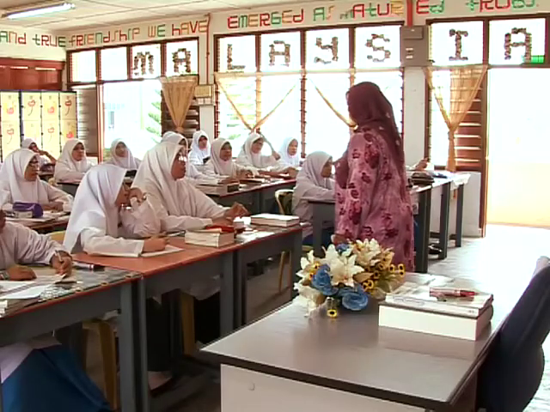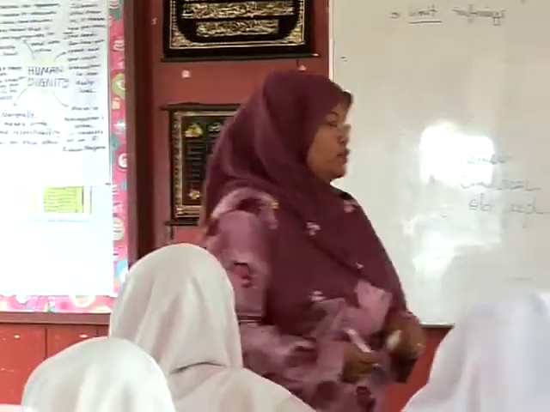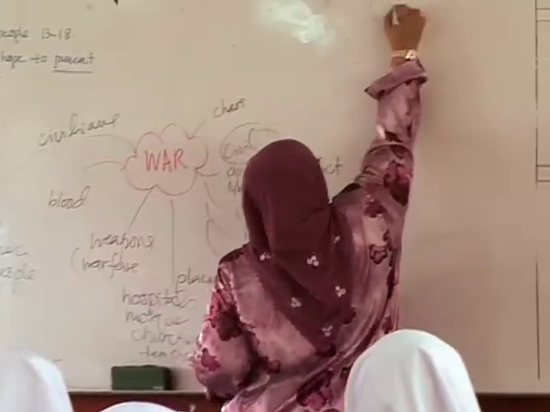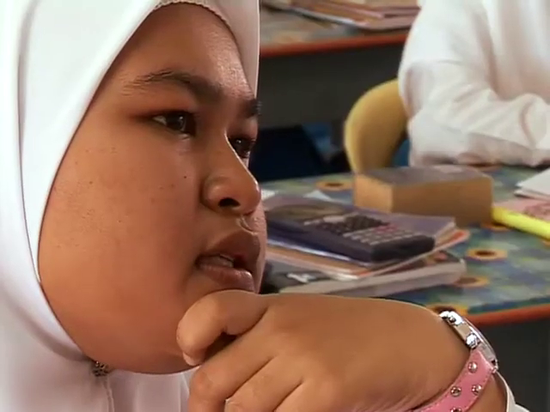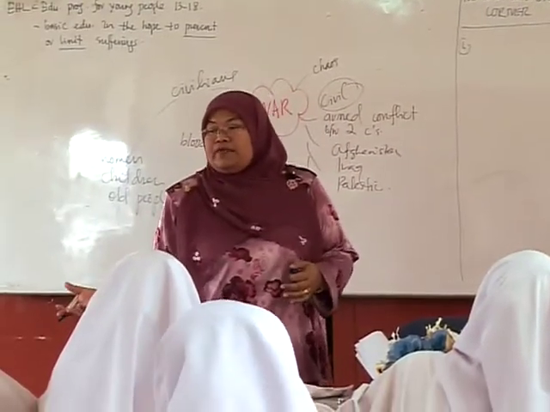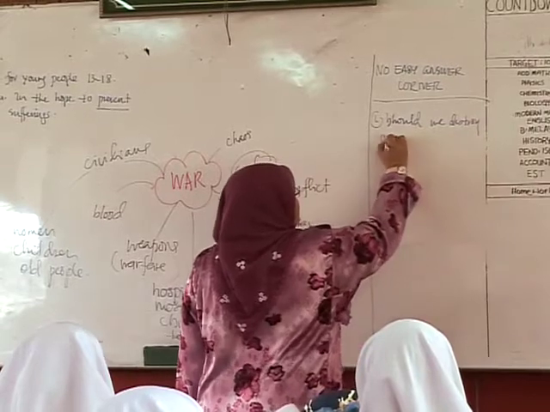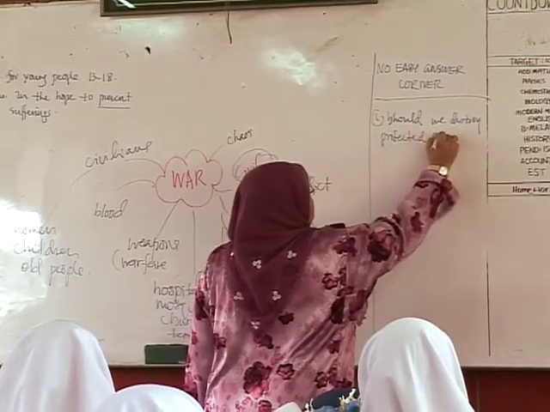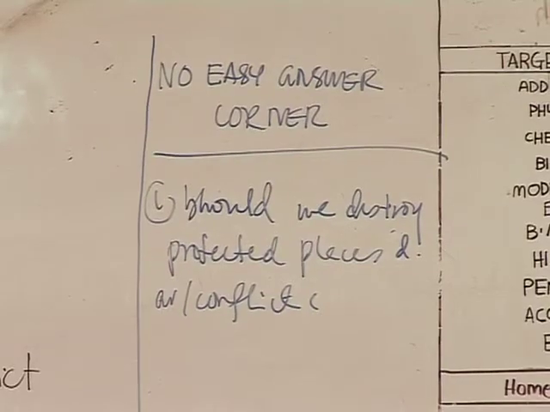But this is where I'm going to introduce to you, okay, the no easy answer corner. We're going to make a corner here, called the no easy answer corner. So we're going to put all the questions that we cannot answer right now, maybe until we find out the answers, or maybe we can ask somebody about it. For example, should we destroy protected places during armed conflicts?